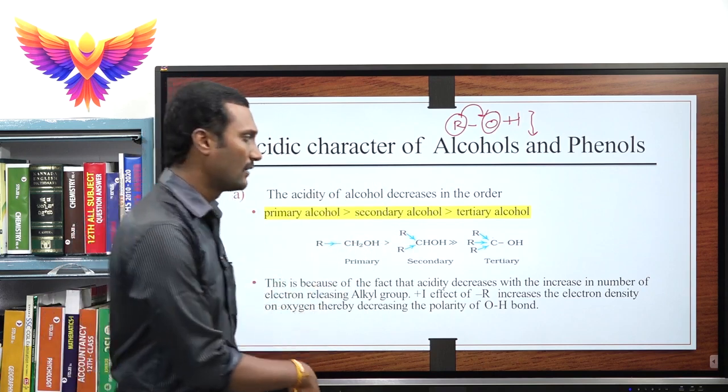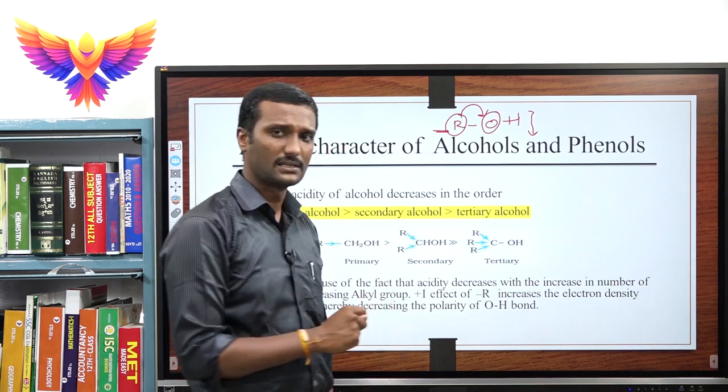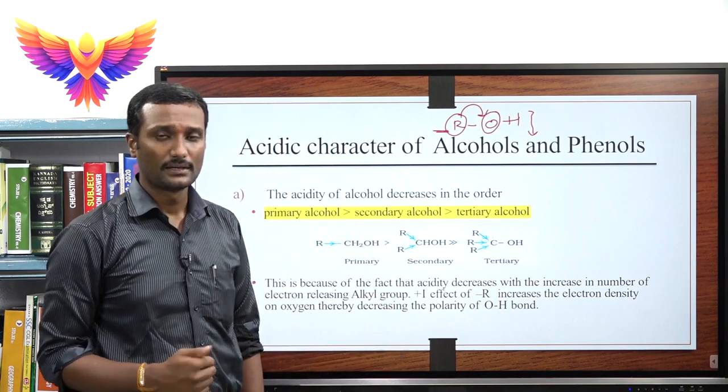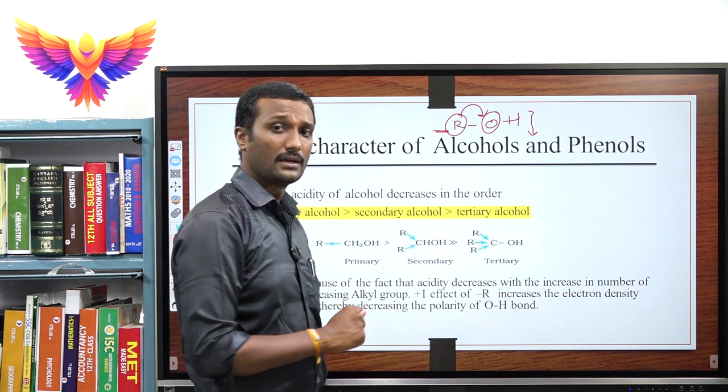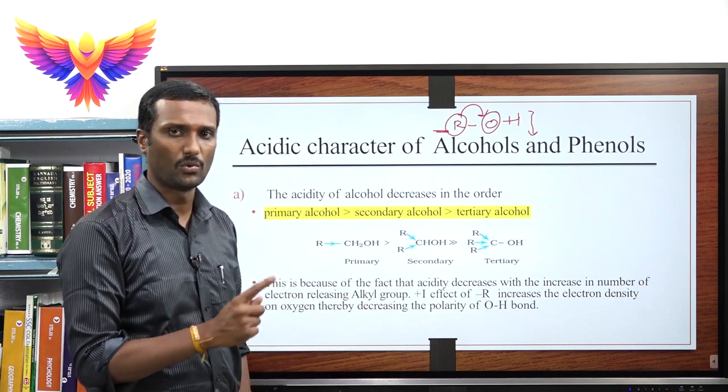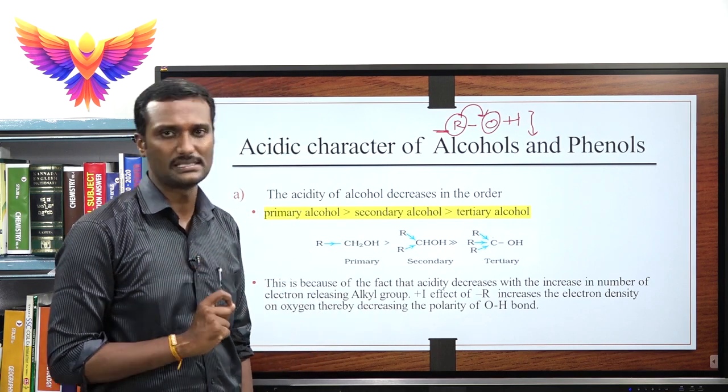It is very simple. When the number of alkyl groups increases, it is a plus I effect, which increases the electron density, hence the polarity between the O and H decreases, and hence the acidic strength decreases.